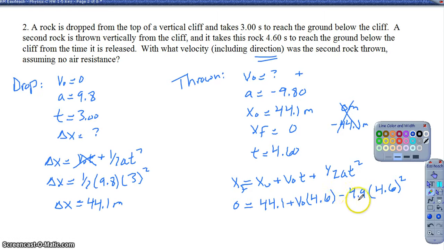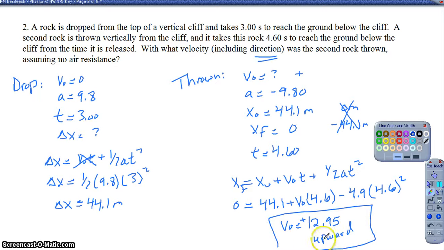Okay, so at this point, it's just algebra, and hopefully it's pretty easy algebra, right? Just combine like terms, move it over to the other side, and then divide by 4.6. So when I calculate that, I get about 12.95. The significance that it comes out positive does tell me that it is moving upward. So I do for sure know now that it has been thrown upward at a velocity of 12.95 meters per second. Obviously, if you called that about 13.0, that would be fine as well.